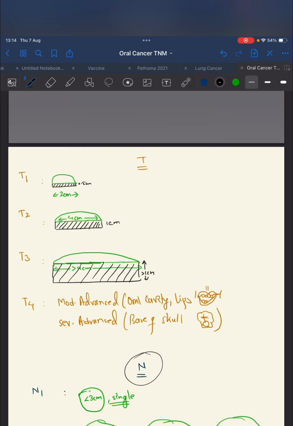And if the size is less than or equal to 4 centimeter, and the depth of invasion is less than or equal to 1 centimeter, then it will be T2. And if it is more than 4 centimeter, and the depth of invasion is more than 1 centimeter, then it will be T3.